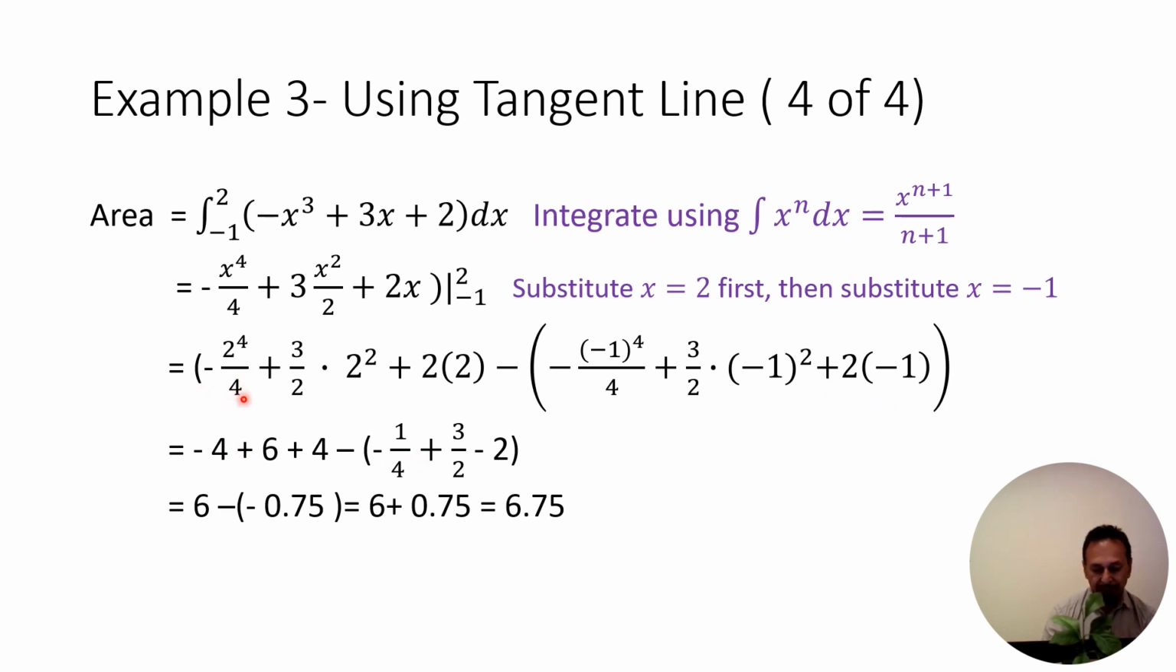So 2 to the 4 is 16 over 4 is 4, -4. 2 squared is 4 over 2, 6. 2 times 2 is 4 and -1. And 4 minus -1 is 1 over 4. So this becomes -1/4. 3 half. Square of -1 is 1. Plus 2 times -1 is -2. So it's simplifying. So I think this 4 cancels. -4 and it has 6, and this becomes -0.75. So it becomes plus 6 plus 0.75. So the area is 6.75.